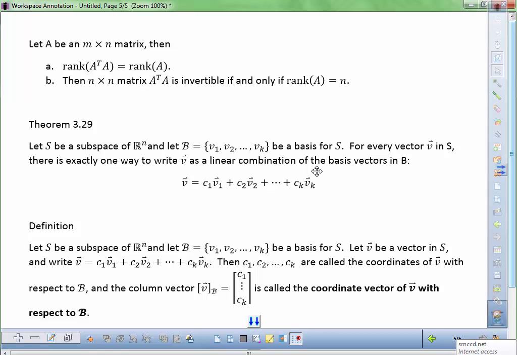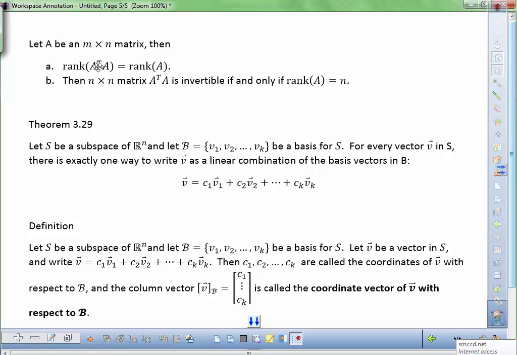So the fundamental theorem of invertible matrices applies to square matrices. Now let's go back and talk about matrices that aren't necessarily square. There are a couple of other important pieces of information that we should try to remember.